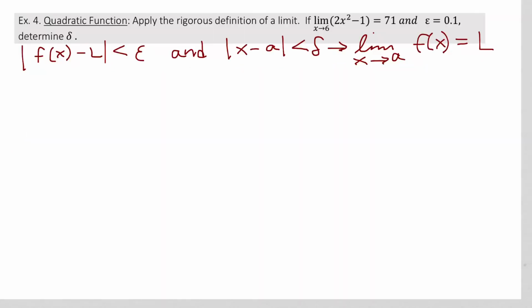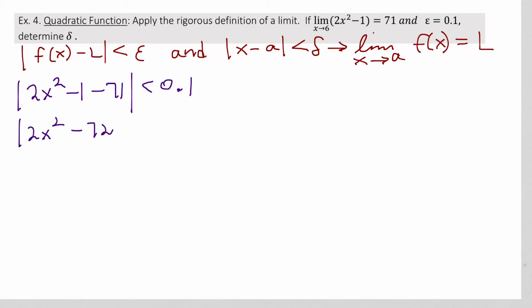So example 4 involves a quadratic function. We're going to apply the rigorous definition of a limit written down here. It says if the limit as x approaches 6 of this quadratic is equal to 71 and epsilon is 0.1, determine delta. So we have an epsilon given to us this time. We're going to start over here and plug in f of x, L, and epsilon. So f of x is 2x squared minus 1, L is 71, epsilon is 0.1. Combining like terms, we get negative 72.